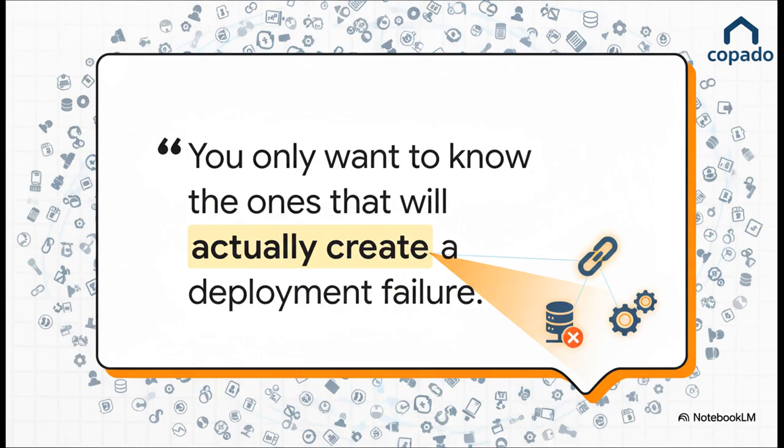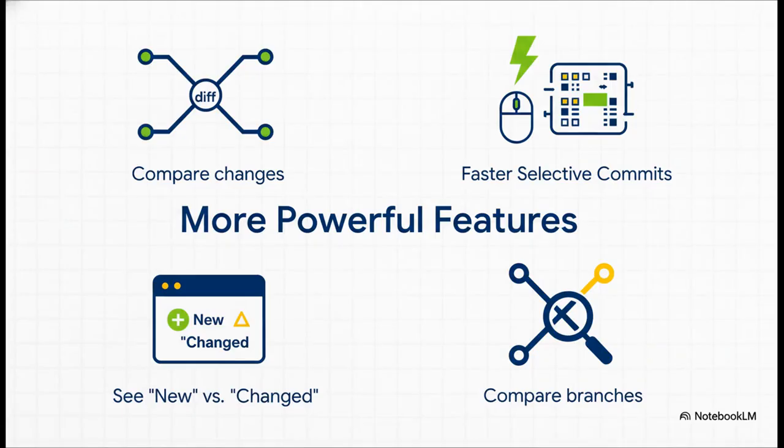It doesn't just throw a giant, noisy list of every possible dependency at you. No, it's smarter than that. It pinpoints only the critical ones, the things that it knows will absolutely cause your deployment to fail. It's all signal, zero noise. And that intelligence keeps going.